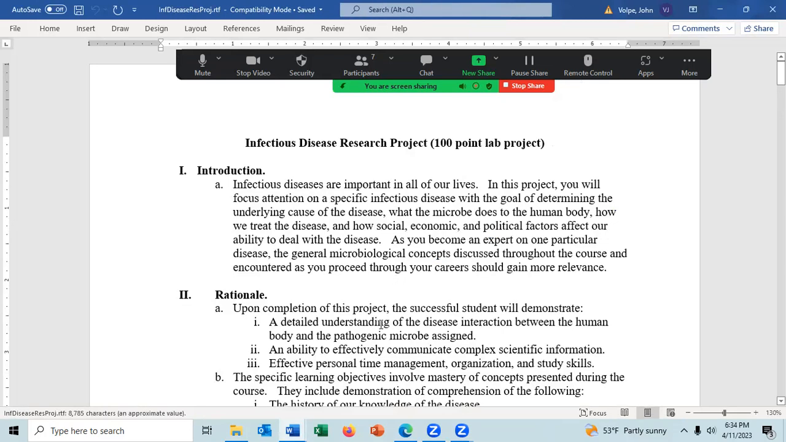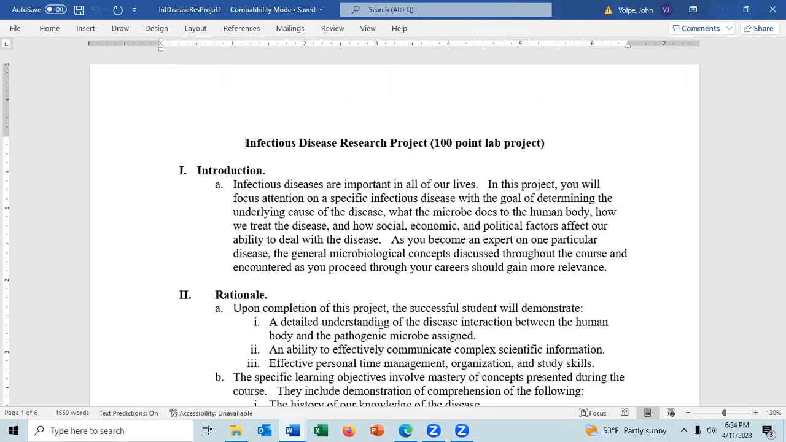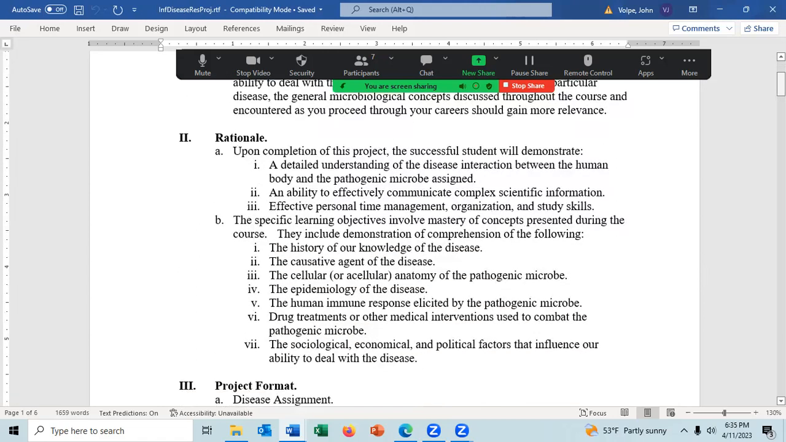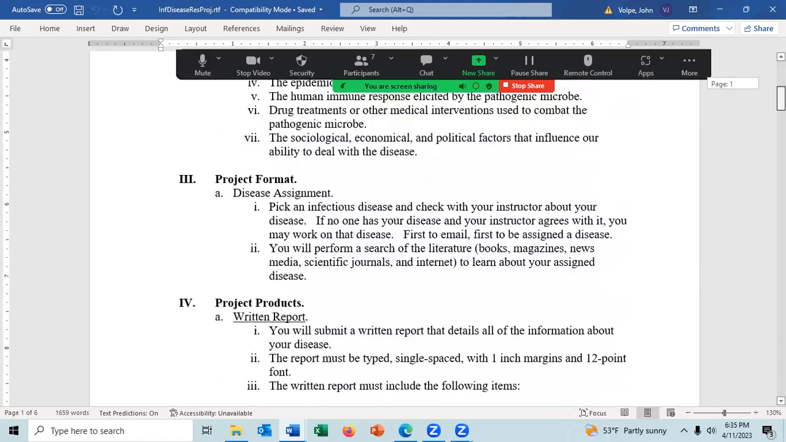All right. The infectious disease research project is a project you're going to work on by yourself, and you'll pick an infectious disease and then do a research project so that you will become an expert on one infectious disease. This project will be worth 100 points. It's a lab project. You can read about the introduction, the rationale, the project format I'll talk about.